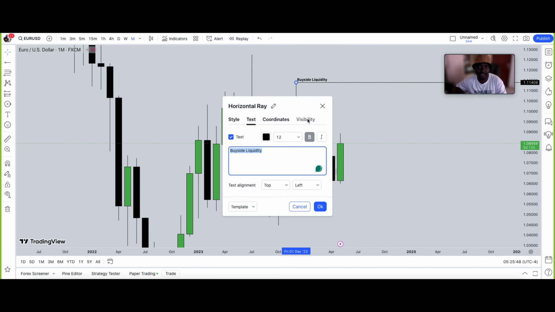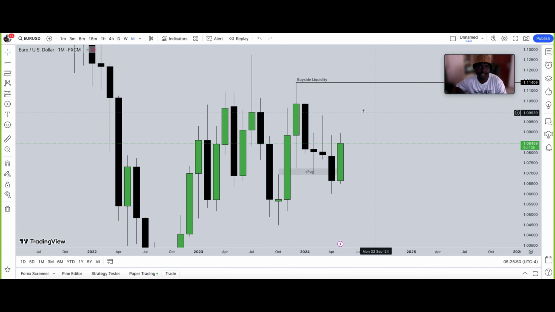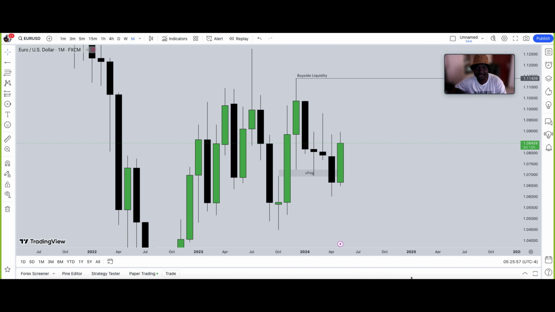So let me just, I prefer more grays, I don't like dark colors. That is just my interest. Okay, that is just my interest.